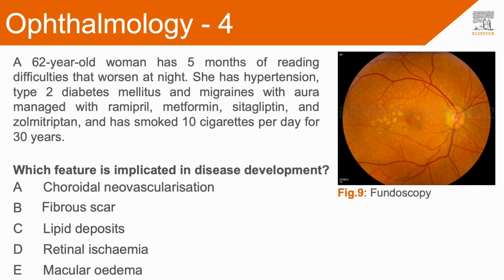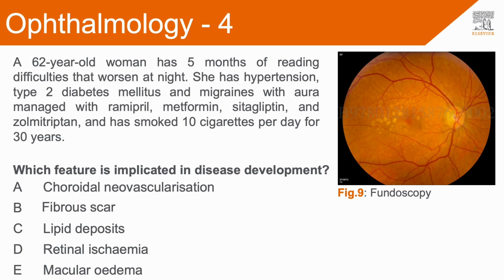A 62-year-old woman has 5 months of reading difficulties that worsen at night. She has hypertension, type 2 diabetes mellitus, and migraines with aura managed with ramipril, metformin, sitagliptin, and zolmitriptan, and has smoked 10 cigarettes per day for 30 years. On the right-hand side, we can see figure 9, which is an example of a fundoscopic examination of this patient.